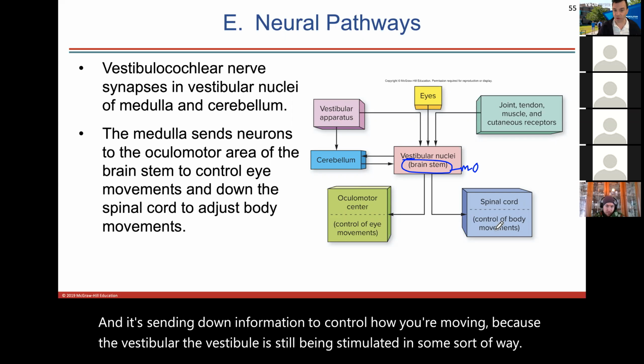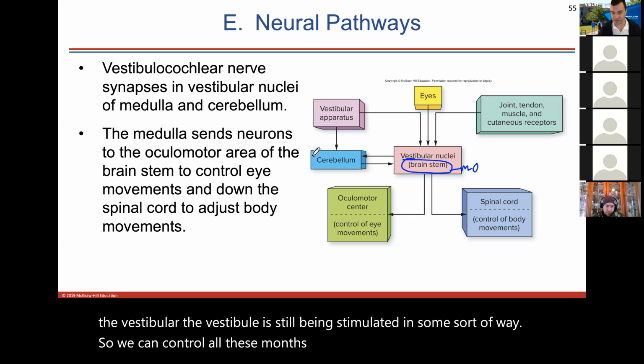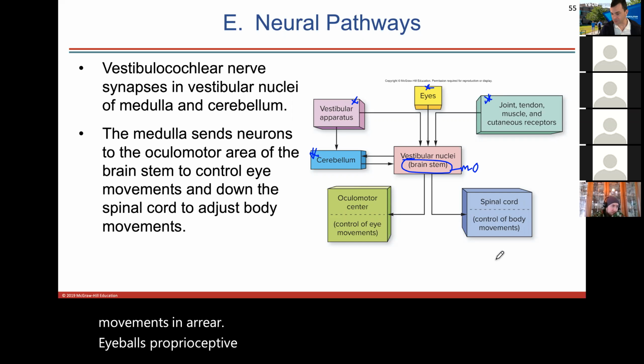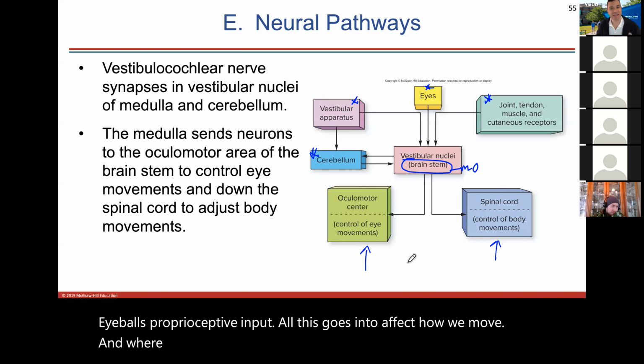So we can control all these movements. Everything here is connected: learned body movements, inner ear, eyeballs, proprioceptive input. All of this goes in to affect how we move and where we focus our eyes so we can move properly.